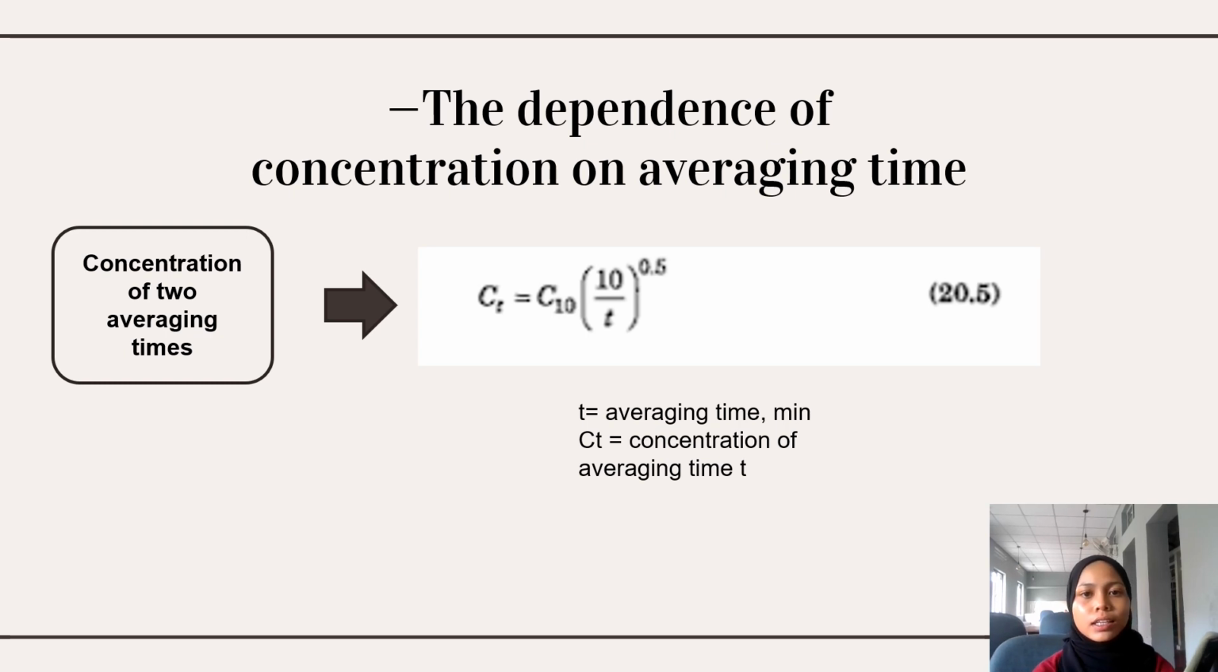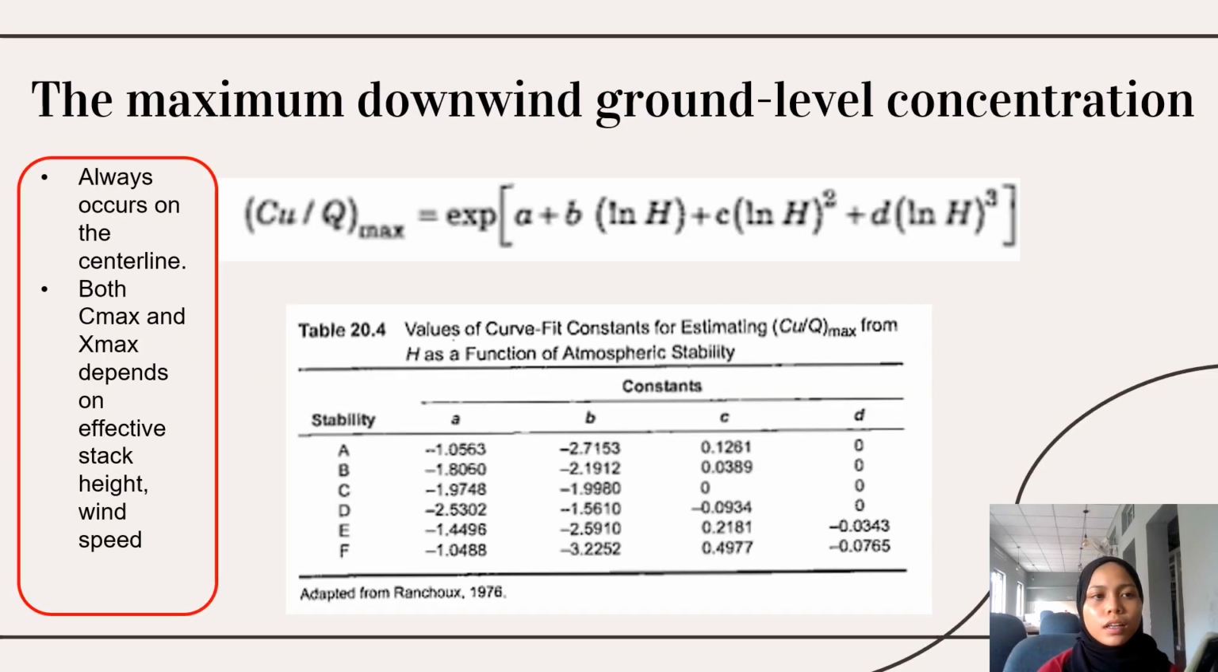Next, the dependence of concentration on averaging time. So this is the equation for the concentration for two averaging times. Next, the maximum downwind ground level concentration always occurs on the center line. So both Cmax and Xmax depend on the effective stack height and wind speed.